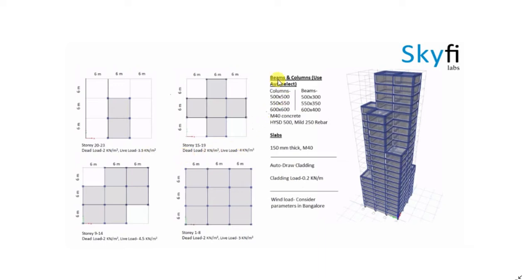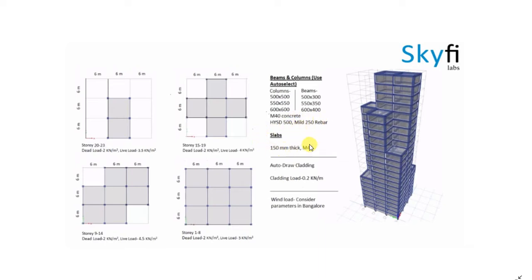Also, three sections of beams and columns are going to be designed here, which are listed here. So we are going to use M40 concrete for beams and columns, HYSD 500 steel and 250 mild rebar.